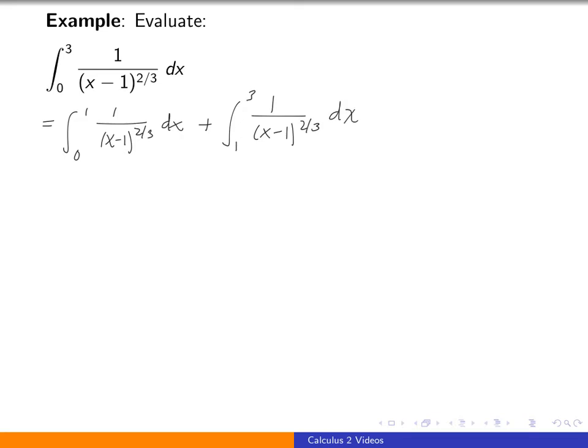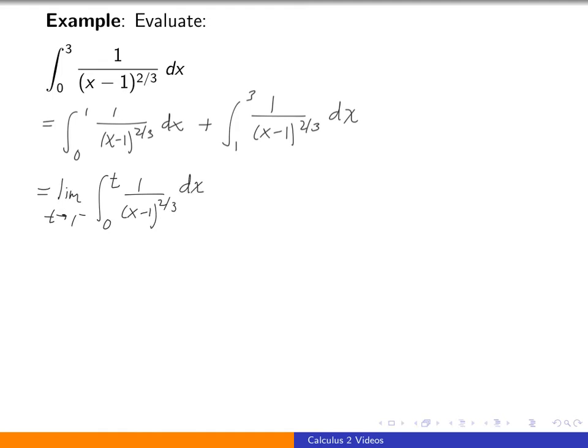And in order for this improper integral to converge, what we need is for both of these resulting integrals to converge to some finite number. If either one of these were to diverge, then the original improper integral would also diverge. So let's just start with the first integral, evaluate, see what happens, and if it converges, we'll evaluate the second. So because of that discontinuity at 1, we're going to write this as the limit as t approaches 1 from the left of the integral from 0 to t of 1 over x minus 1 to the 2/3.